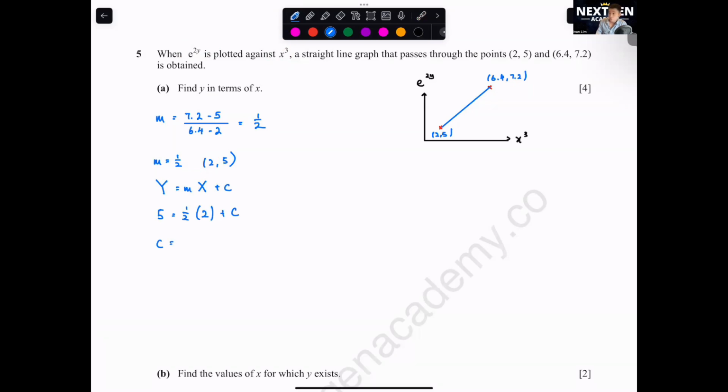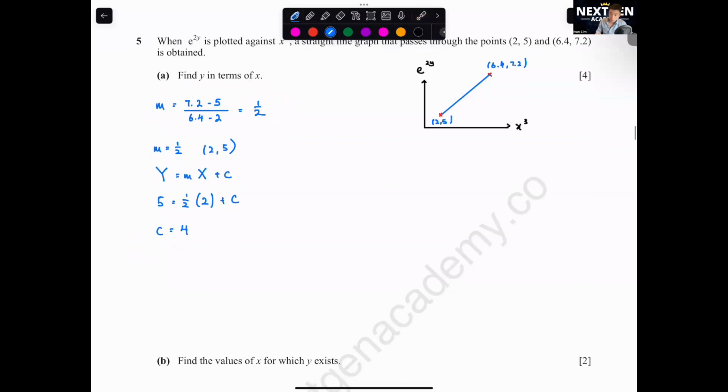Your c value you'll get equals 4. Just go and rearrange it. I've got my m, I've got c. Now we put into the big Y equals m big X plus c, but we're going to change it to the official, the actual e^2y and x cubed. So here we will now get e to the power of 2y equals 1 over 2 x cubed plus 4.